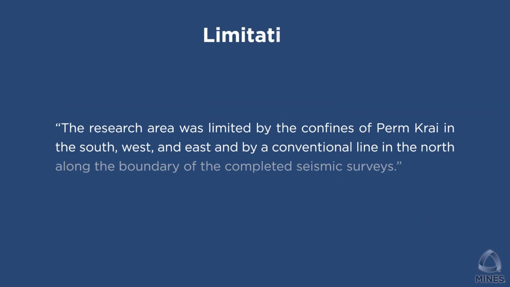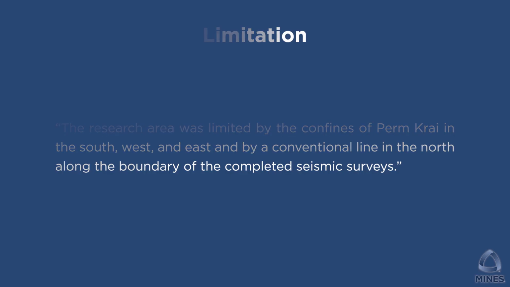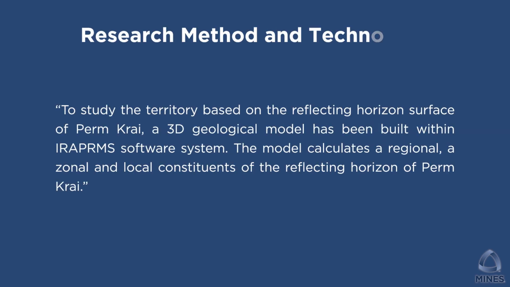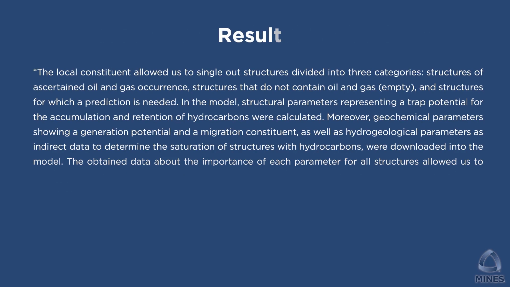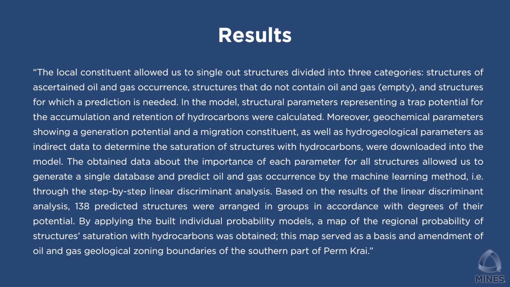Secondly, the researchers list a limitation that they found as they conducted their research. Next, the writers note their research method and the technology they used to conduct this research. What is more, in about 189 words, the writers explain the results that were yielded through the process of their research.